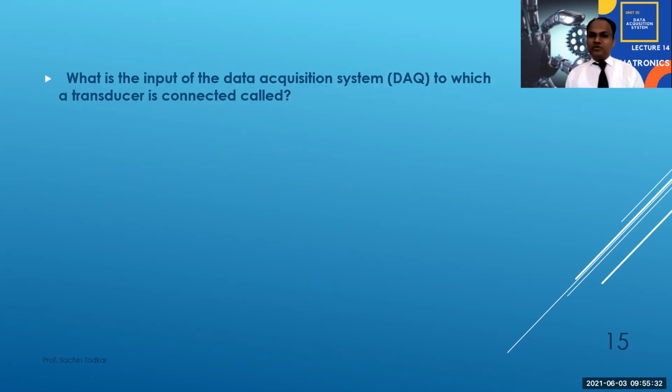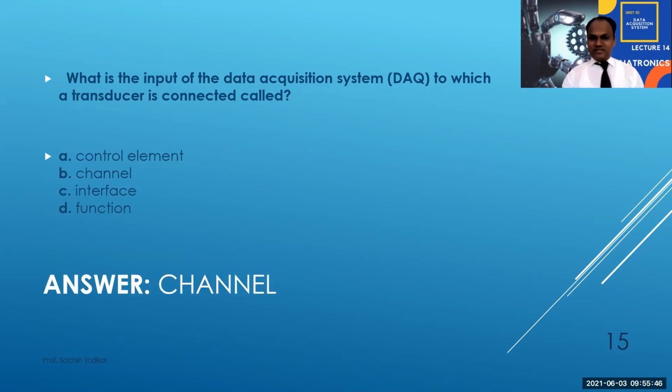What is the input of a data acquisition system to which a transducer is connected called? The input of a data acquisition system to which a transducer is connected is called a channel. That we have to remember.